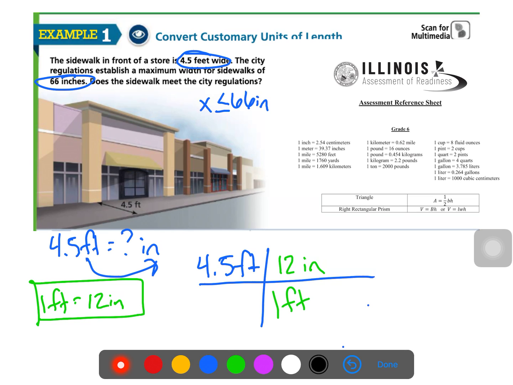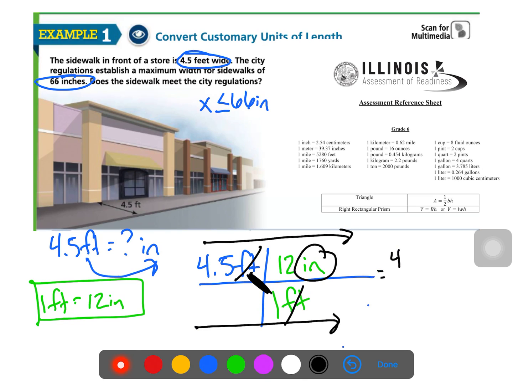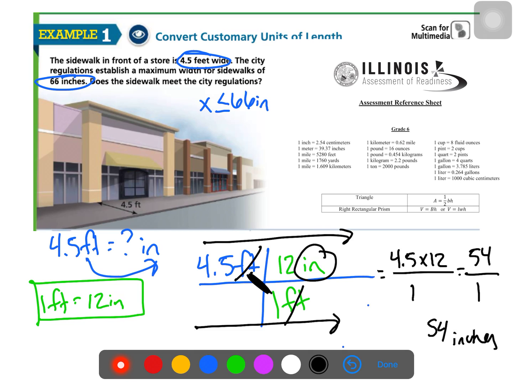Now, why did I put it there? Because if feet is in the top, it cross-cancels with the feet in the bottom, and I am only left with inches. So my units that are diagonal have to cross-cancel each other out. Then I multiply what's across to get my answer and simplify. So I'm going to do 4.5 times 12 over, there's just a 1 in the bottom. Pick up your calculator. 4.5 times 12 is 54 over 1, which just simplifies to 54 inches.